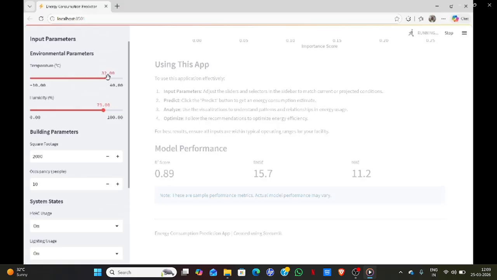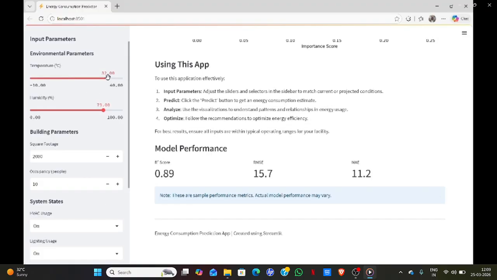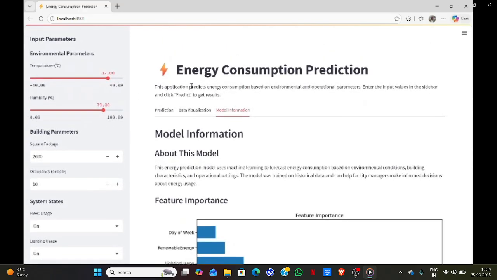Our trained model achieved an R-squared value close to 0.9, which means it can predict energy consumption with around 90% accuracy, indicating a strong correlation between the input parameters and the predicted output.